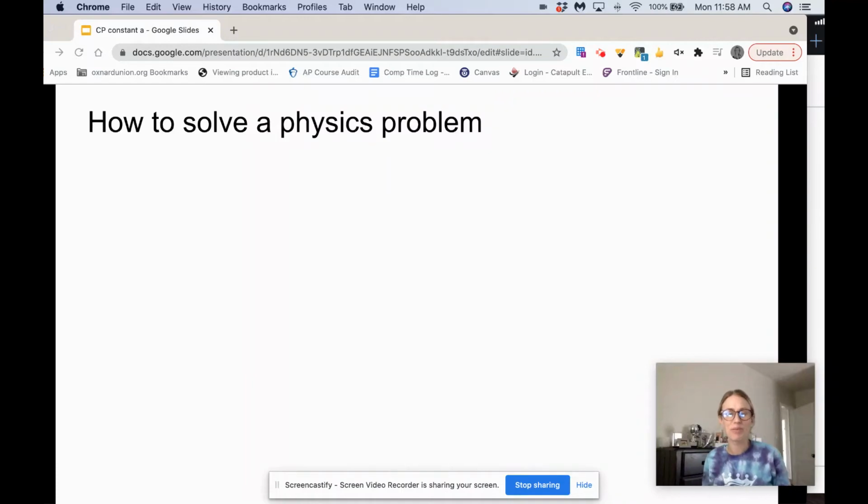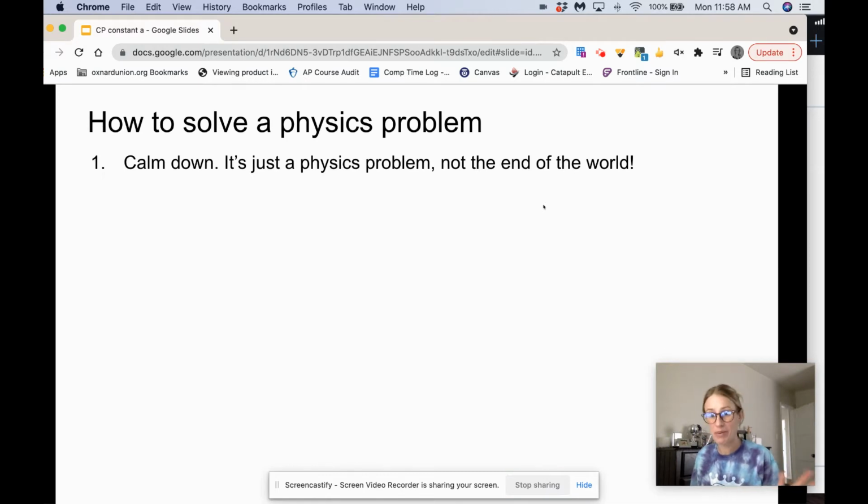Hi everyone! So before you go about solving these constant acceleration problems, I just wanted to talk a little bit about how to solve a physics problem. So I have a bunch of steps here, and of course you go through these very quickly once you get the hang of it, but I do want you to do these things when you solve these problems.